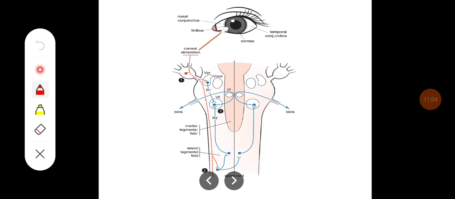So this is the pathway of the blink reflex, conjunctival and corneal reflex, where the sensory is the trigeminal nerve, which goes to the chief sensory nucleus or to the spinal nucleus. From there, the information goes to the seventh nerve, and the seventh nerve is going to lead to the contraction of the orbicularis oculi. Okay.